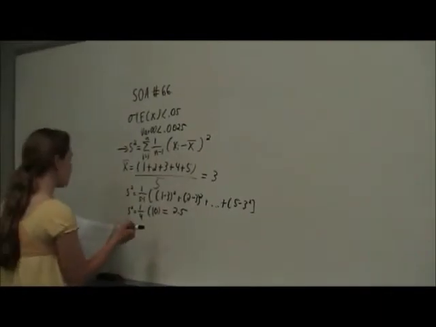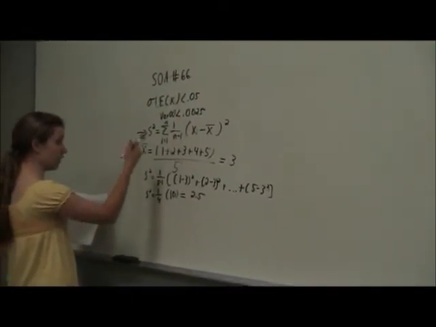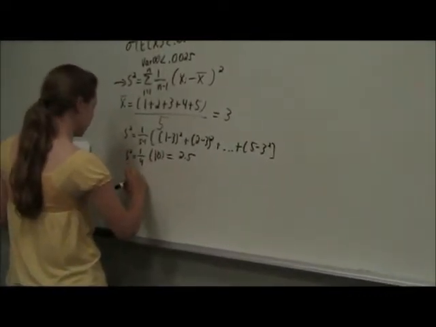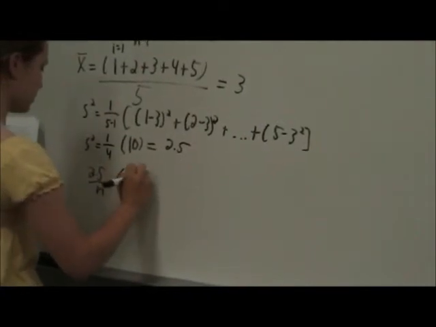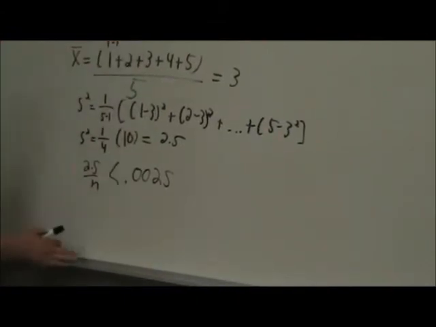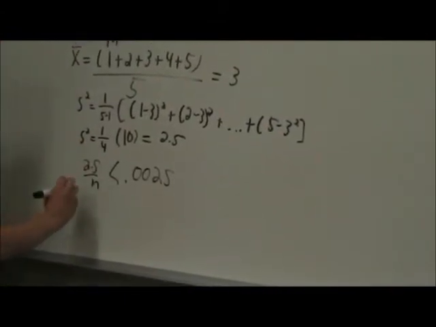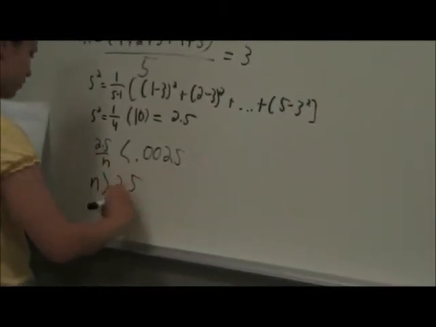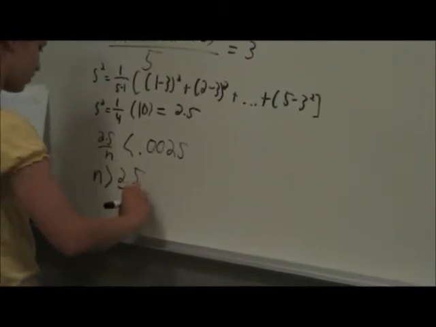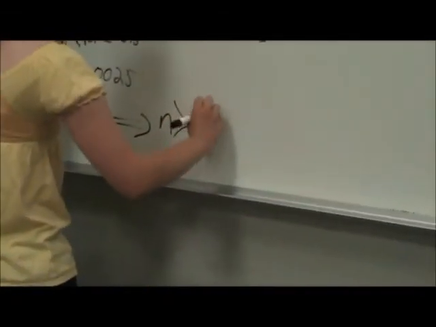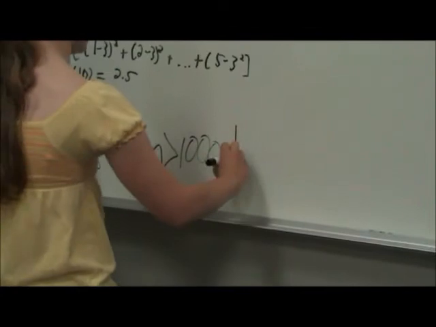But we want to find the variance of the sample mean. The variance of the sample mean is the variance of our variable over n. So we want 2.5 over n to be less than 0.0025, which is again the variance from up here. Solving this, we get that n is greater than 2.5 over 0.0025, which becomes n is greater than 1,000, or answer choice E.